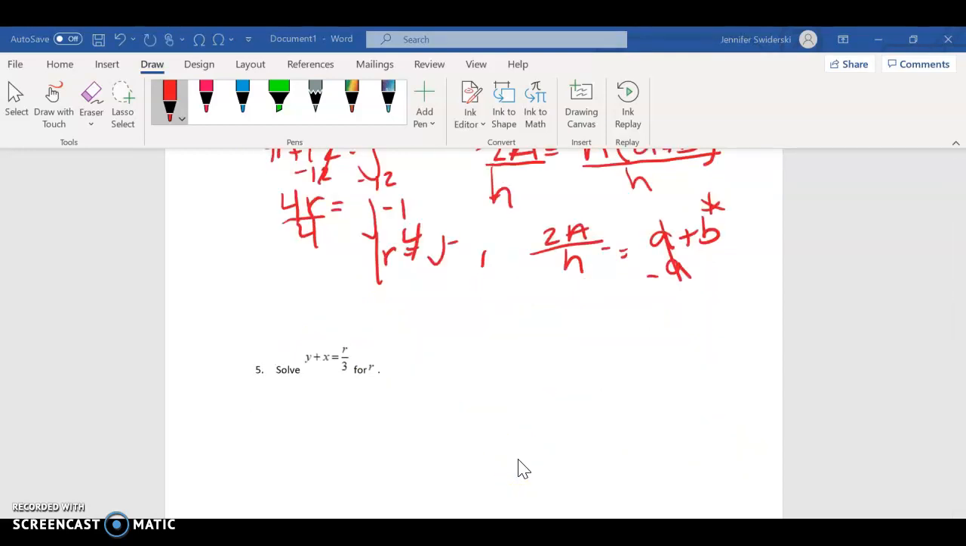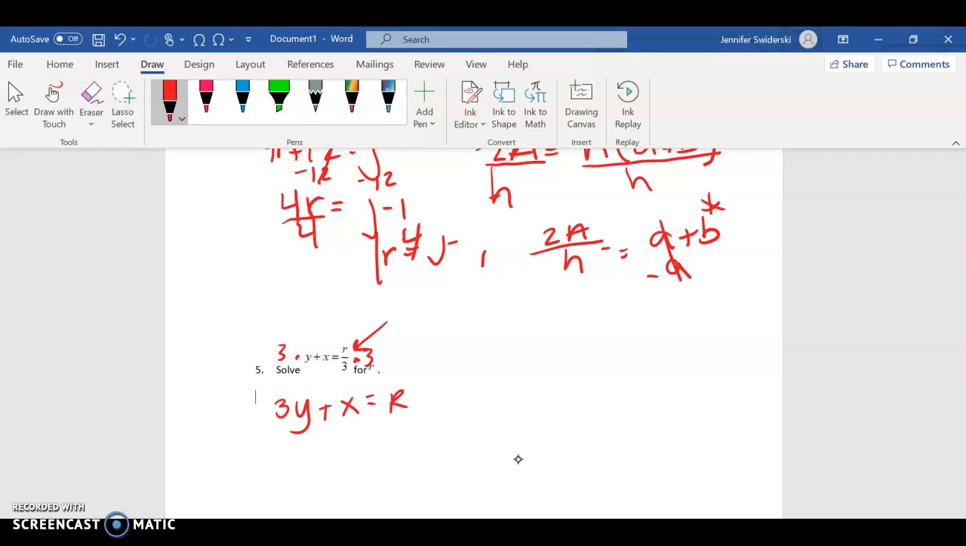Number 5 says solve for R. When I look at this, the only thing I can do on the right-hand side, it says R divided by 3. The opposite of dividing by 3 is multiplying by 3. So here's what a lot of you are going to do. You're going to say times by 3, times by 3. I see a lot of 8th graders write 3y plus x is equal to R. Do you think that's right or wrong, and why?